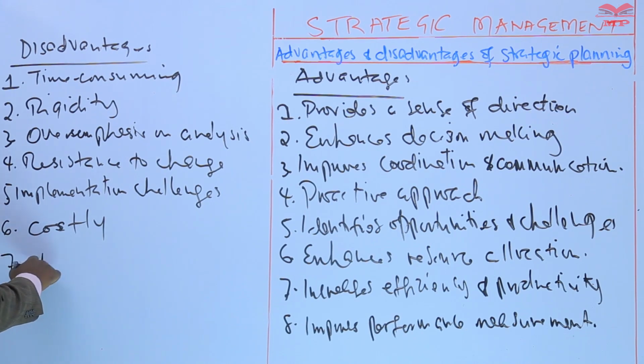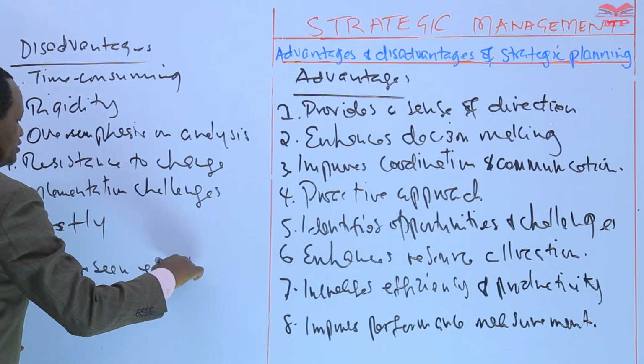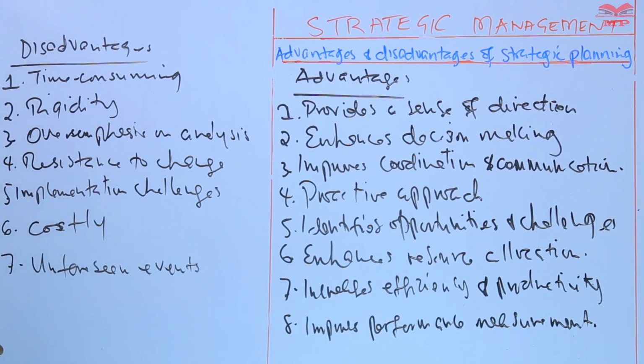7, unforeseen events. Strategic plans can be disrupted by unforeseen events such as natural disasters, economic downturns, technological disruptions, and so on. And that can render plans obsolete or require significant revisions.